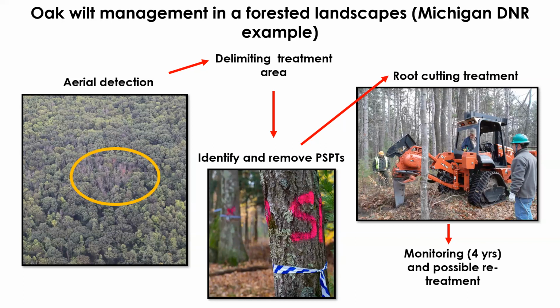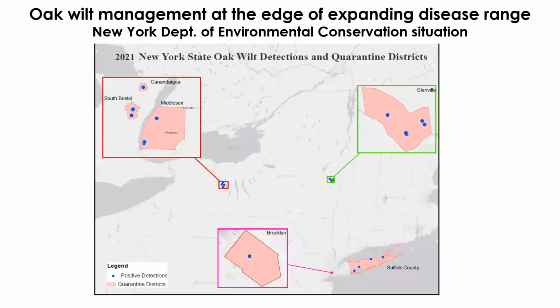They remove any identified PSPTs, but they monitor for over 4 years. And this has been a very successful program. I think it's over 80-some percent. It's in the oak wilt story map again.